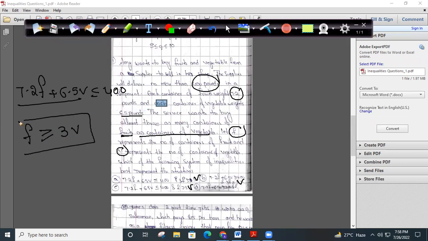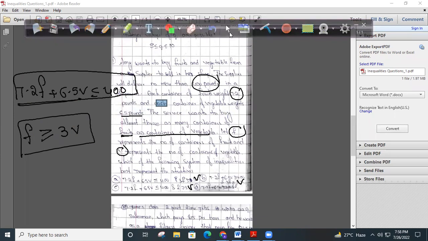So F should be greater than or equal to 3V, and 7.2 F plus 6.5 V should be less than or equal to 400. That is the first condition. And how many fruits do you want to buy? At least 3 times the containers of vegetables. So F is greater than or equal to 3V. So 7.2 F plus 6.5 V is less than or equal to 400, and F is greater than or equal to 3V. So I'll go for C, for Chennai. C is matching my requirements.